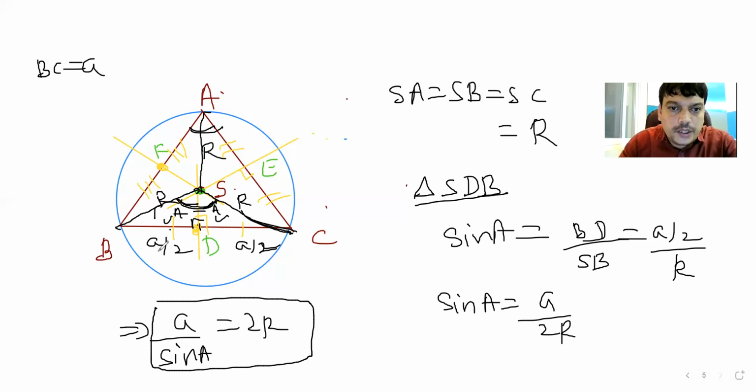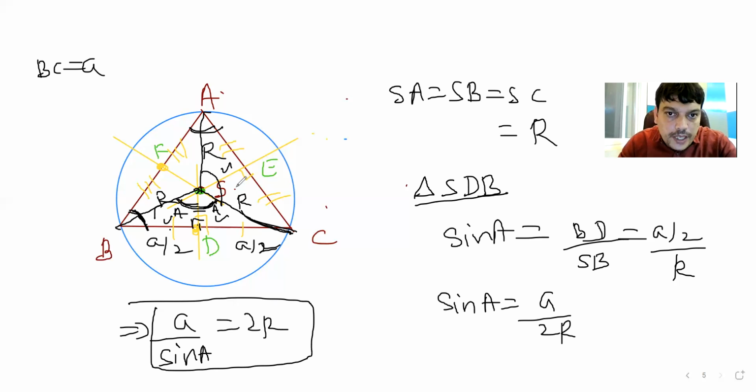Just like we proved it using triangle SDB containing angle A and the side a, the same way you can prove b by sine B equals 2R by choosing this triangle ASC. Again, you have angle B here. The arc AC is subtending some angle at the center, which will be double the angle it subtends in the opposite segment. That is called the degree measure theorem. So the angle subtended by arc AC at the center must be double of this angle, so this will be 2B.